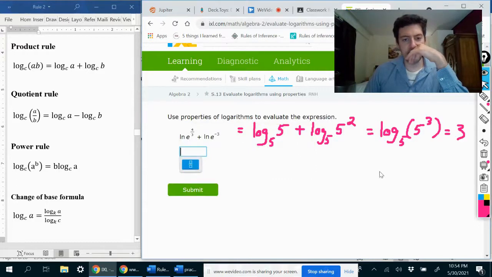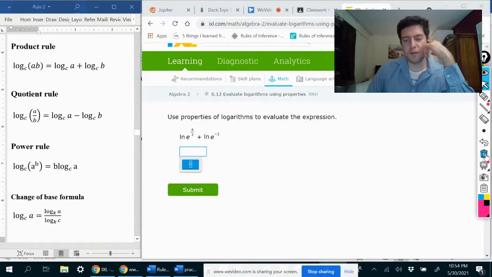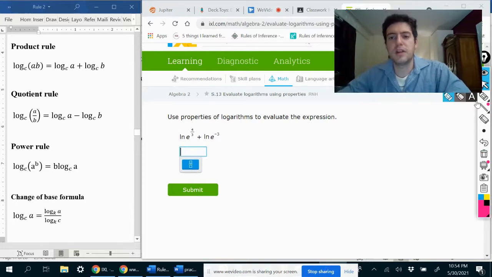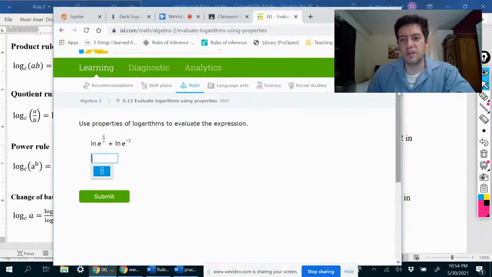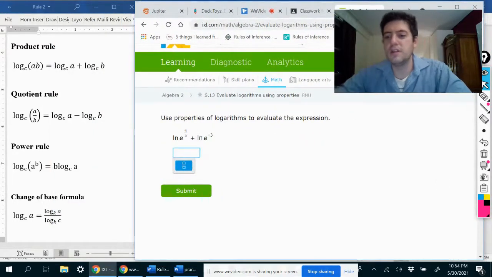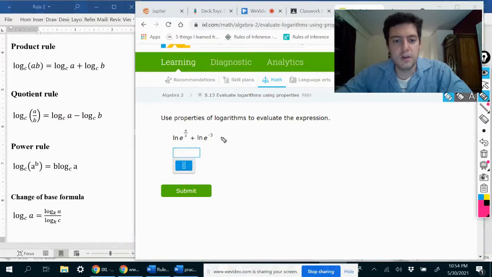All right. Okay, let's do one more problem with a fraction, because those are good to practice on. And then I think I'll end the video. You know what? I'll skip ahead one more level and then end the video. Okay, so we're going to use the power rule, the product rule over here, and multiply these. This is really whenever we see ln, that's the natural log, so that's log base e, okay, of e to the 4/3 times e to the negative 3rd.